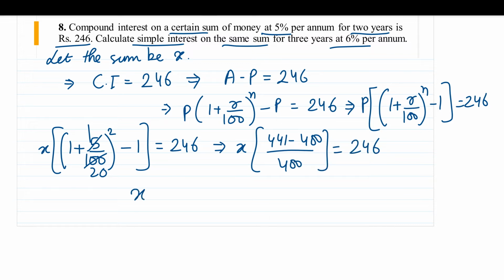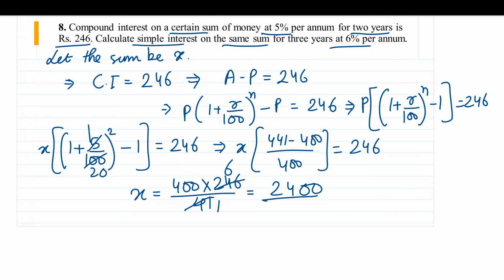So x becomes 400 into 246 upon 41. So 41 we can cancel it. 41 ones are 41, and 41 sixes, because you can see 4 sixes are 24. So it is going to be 2400.